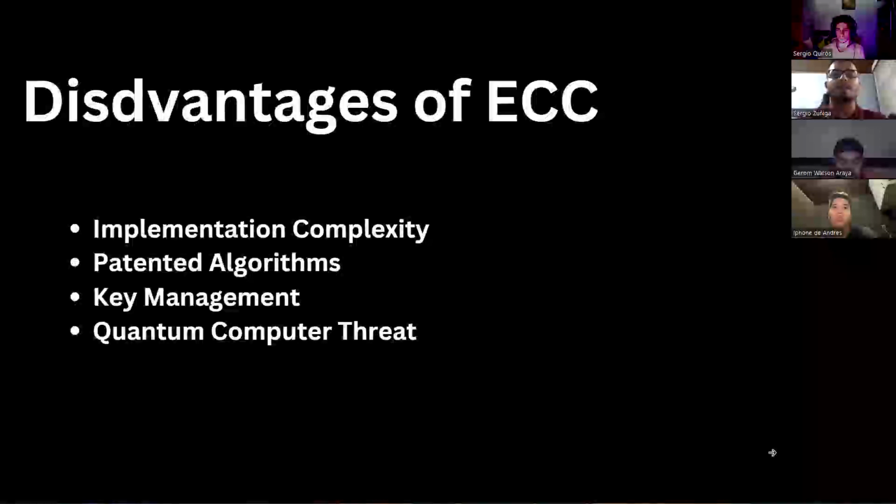And last, we have the quantum computer threat. Basically, ECC is currently resistant to attacks from classical computers, but it may become vulnerable to attacks from future quantum computers. Quantum algorithms such as Shor's algorithm could potentially break ECC-based cryptographic systems, but research is currently under way to develop solutions and address this concern.